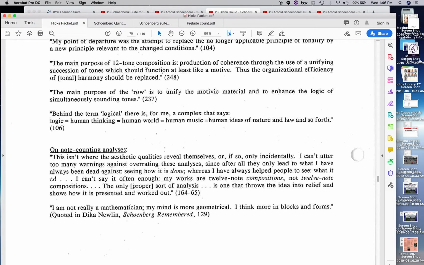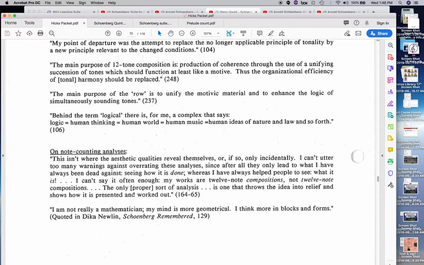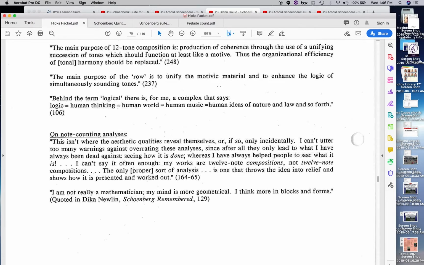So, again, in the absence of this very useful device of harmony, the 12-tone method comes in and substitutes for some of the functions of harmony, tonal harmony, and it functions like a motive. And then he says, the main purpose of the row is to unify the motivic material and to enhance the logic of simultaneously sounding tones. Again, this idea of unity and logic, which I come back to like the Impressionist composers, for whom this idea of having logical music or music that expresses an idea is not so much of a priority.